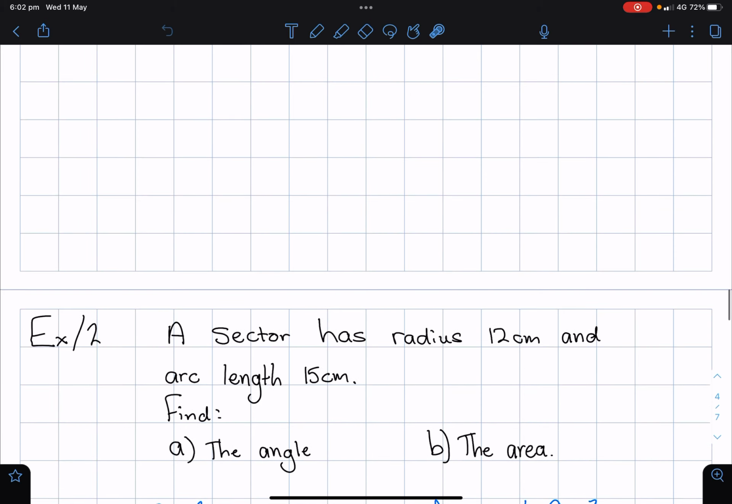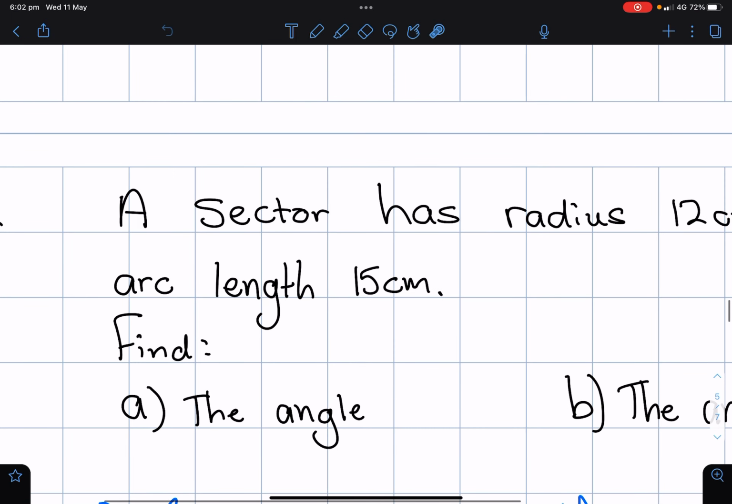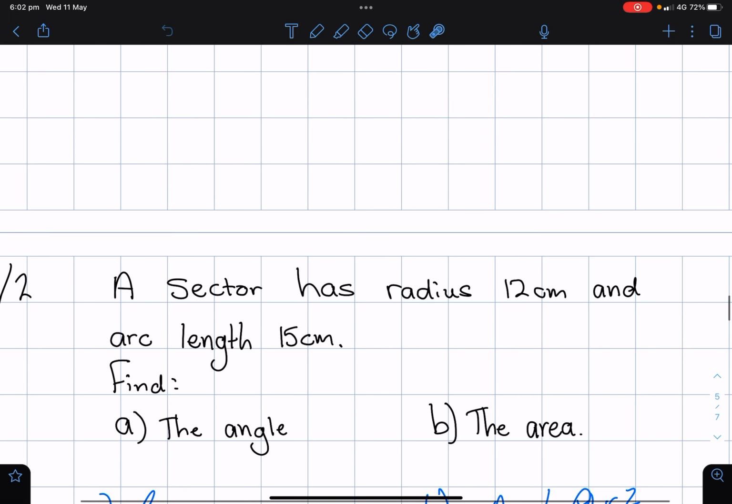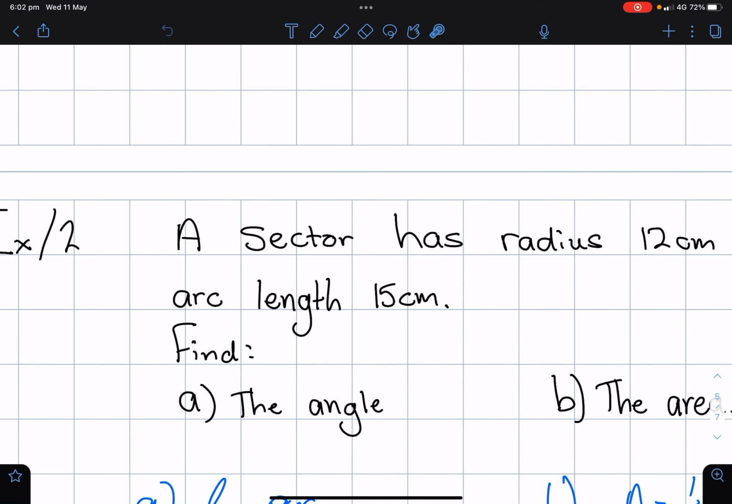So a sector has radius 12 centimeters and an arc length 15 centimeters. Find the angle. If the question doesn't determine what you are measuring your angles in, I want you guys to start getting into the habit of using radians, okay? It's going to be super important coming up in this topic. We often use trigonometry in radians, so I want you to get used to using radians.